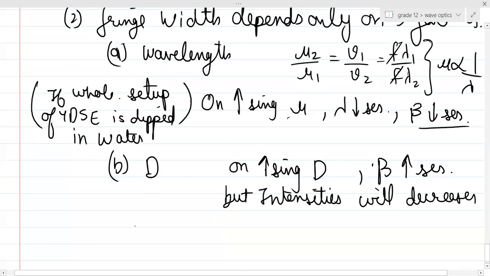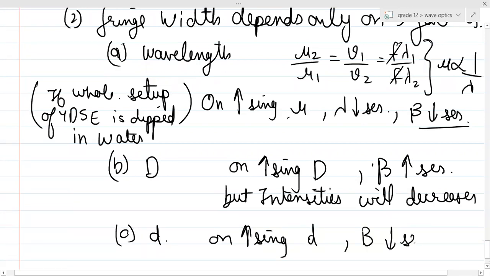The third point is the slit separation. On increasing the slit separation d, beta decreases. Can you see, guys, all this comes from this particular relation, lambda D by d, inversely proportional to small d. Can you see? Yes or no?